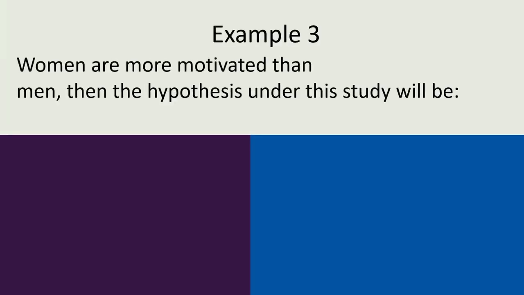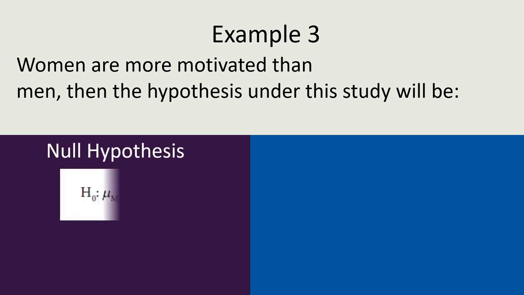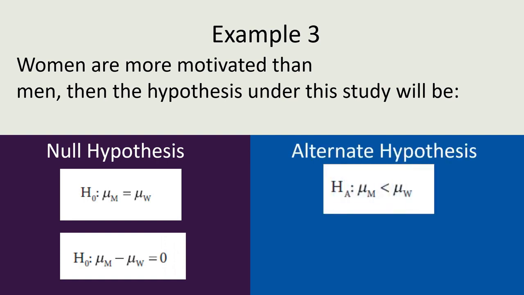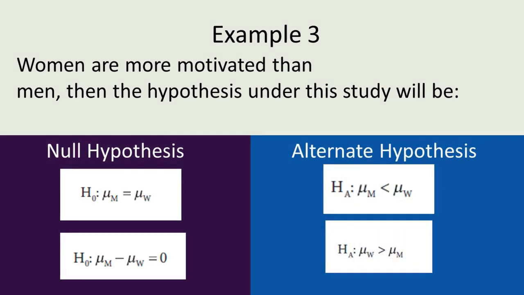Example 3. Women are more motivated than men. The hypothesis under this study will be: null hypothesis can be written as this, which is the same as this. Here H0 represents the null hypothesis. It is showing the mean motivational level of the men and the mean motivational level of the women. Alternate hypothesis can be written as this, which is the same as this. Here HA represents the alternate hypothesis and it is showing the mean motivational levels of men and women.